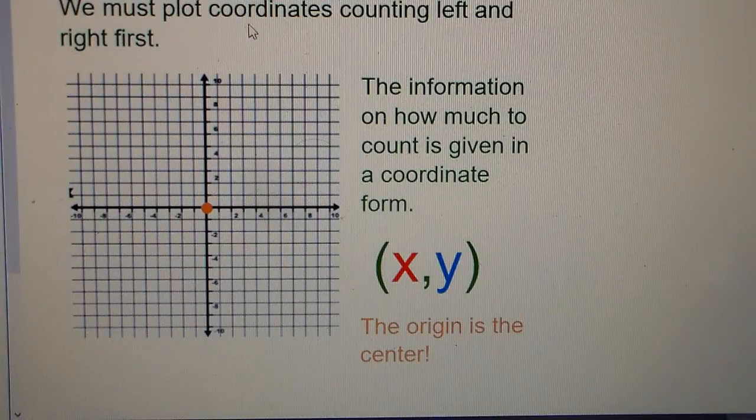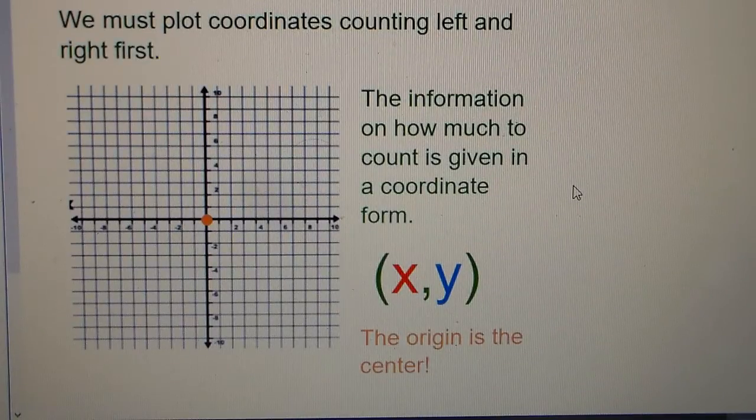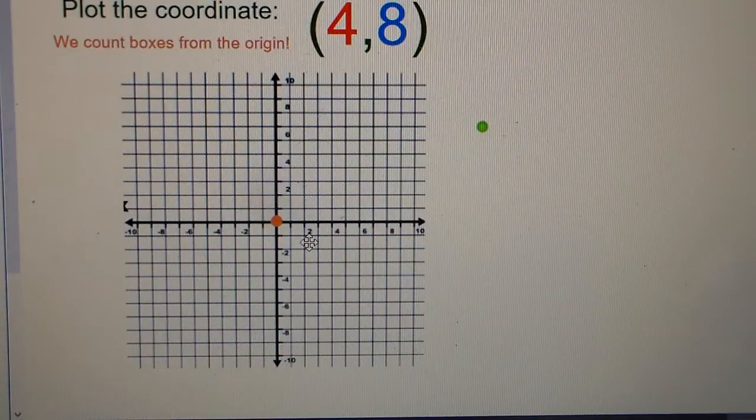Alright. We must plot coordinates counting left and right first. So when we're going to plot a coordinate, we have to count left and right first. Then second, we go up and down. The information on how much you count is given by the coordinate in coordinate form. So we have this coordinate here, x, y, where the x value tells us how much left and right, and the y value tells us how much up and down, going from the center, the origin of your graph here. So it's counting from there.